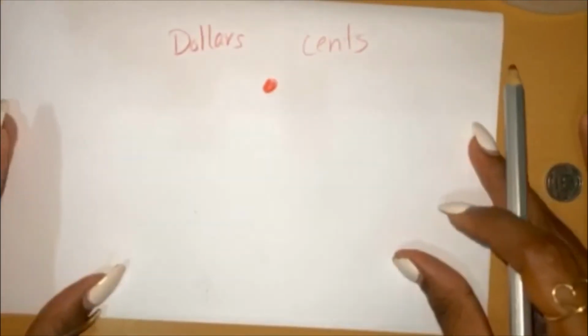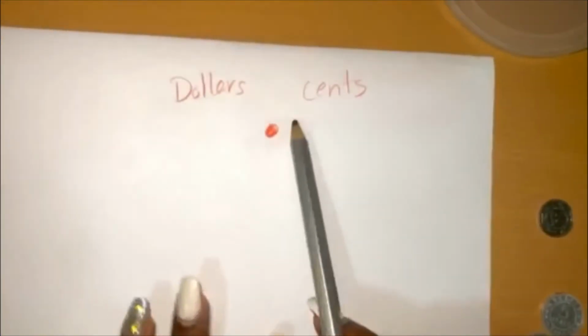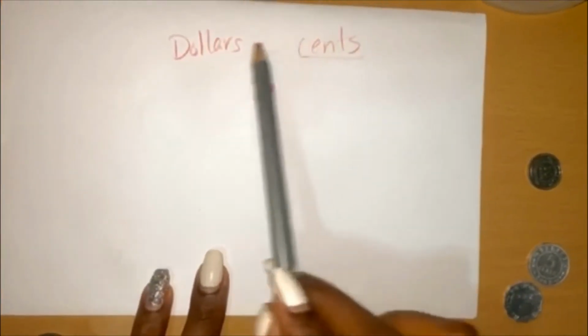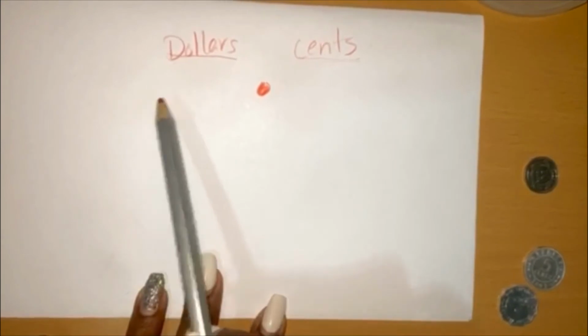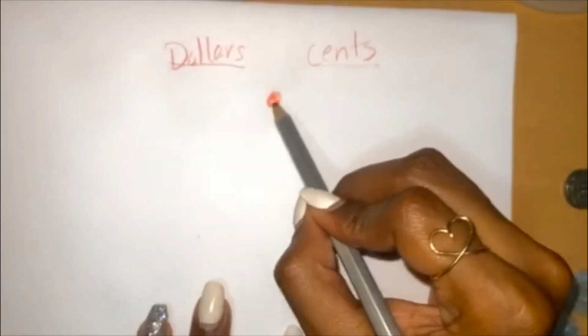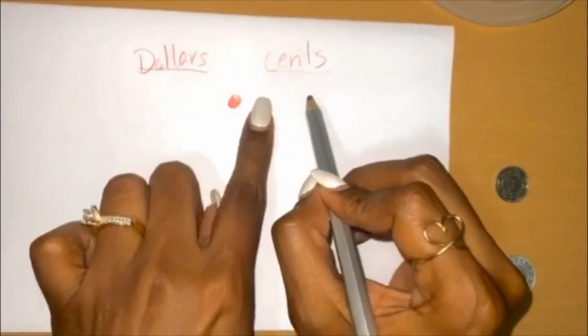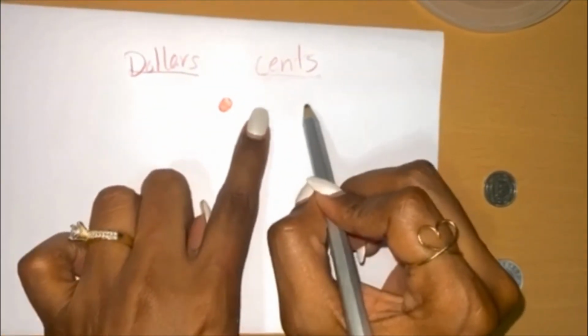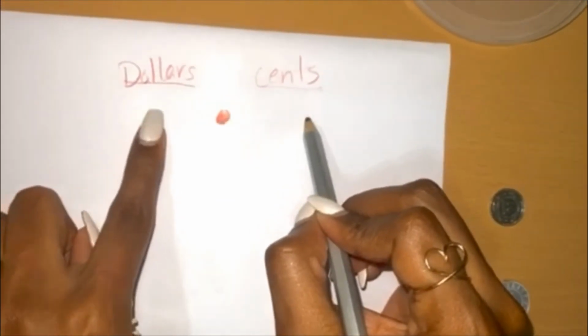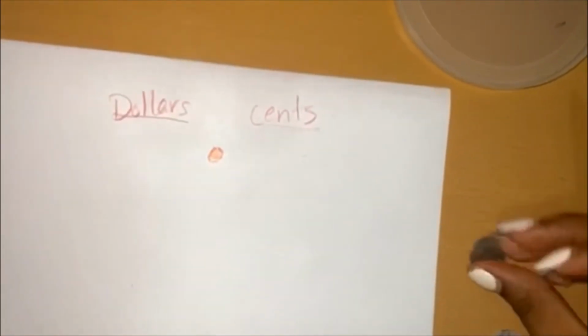Okay, so we're going to learn how to write the money. We want to know that our cents go on the right side and the dollars go on the left side. What separates them is the decimal. As long as we see a decimal and numbers over the right side, we will know that it's cents. If the number is over the dollar side, we will know that it's dollars. So let's look at an example.